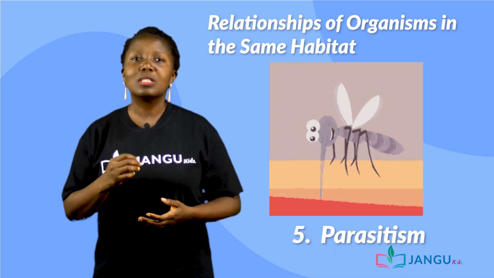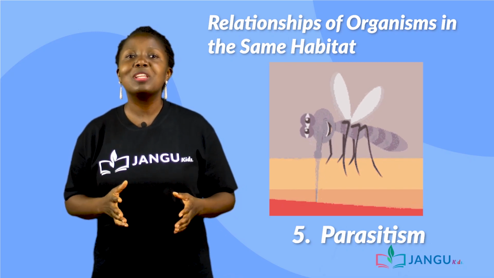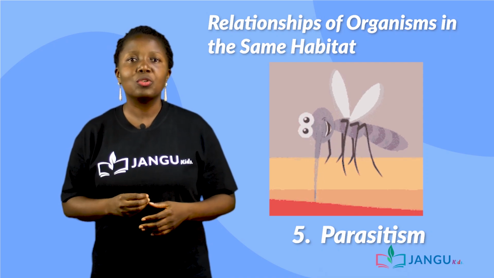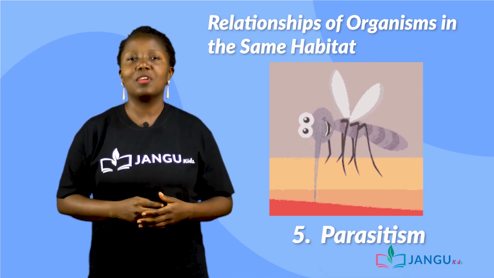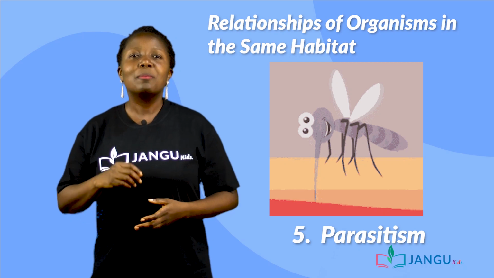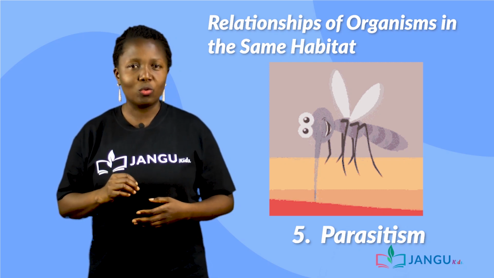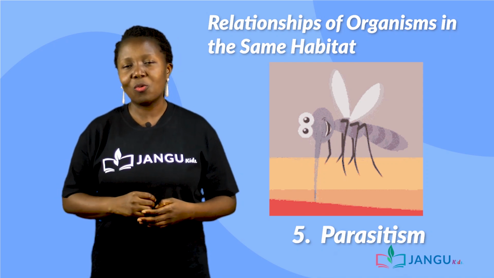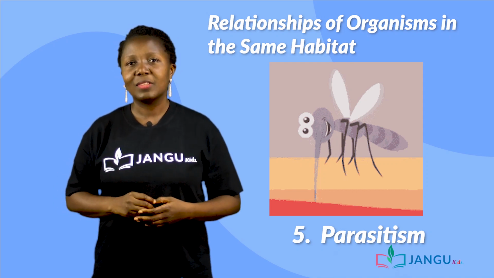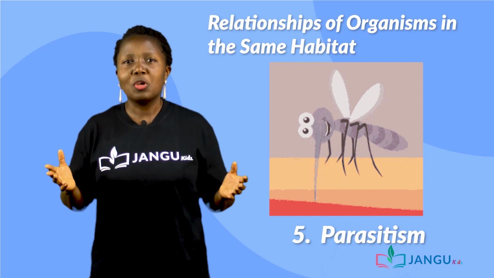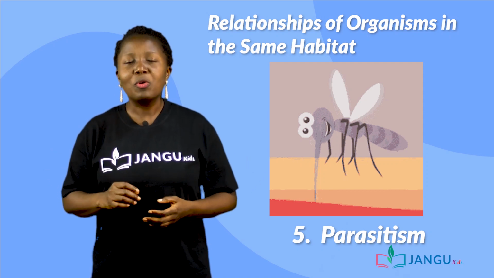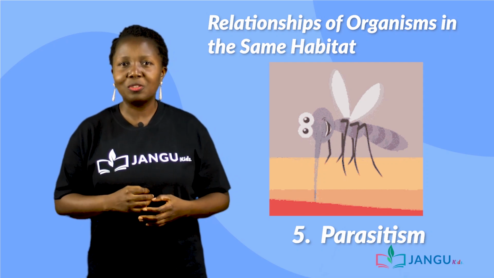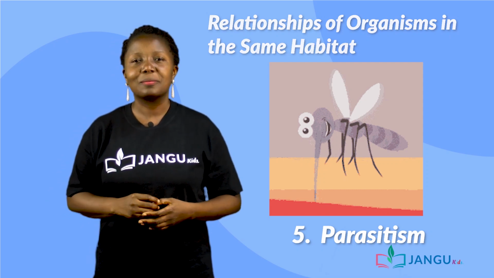This is a close association between 2 living organisms of different species which is beneficial to one and harmful to the other. The benefiting organism is called the parasite, while the harmed organism is called the host. They all feed off the host, not killing it right away, but slowly sucking the life out of it. Examples include fleas on dogs.